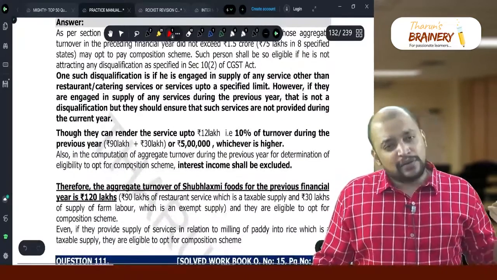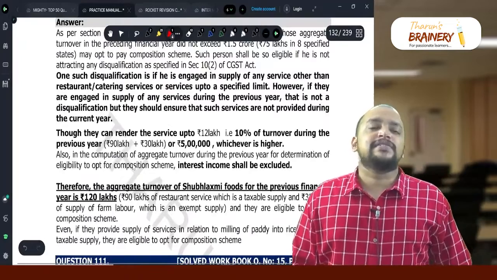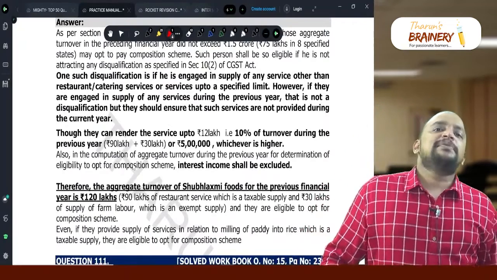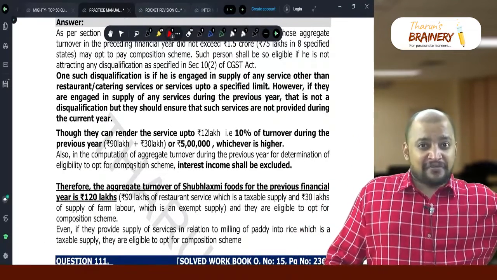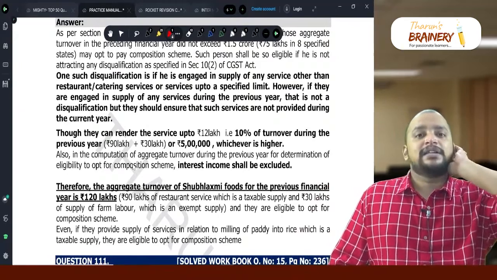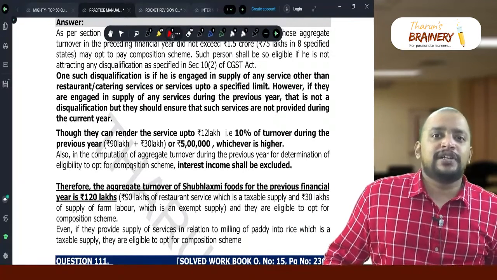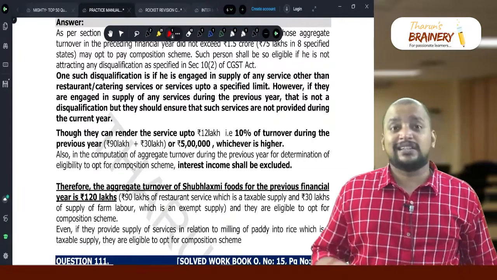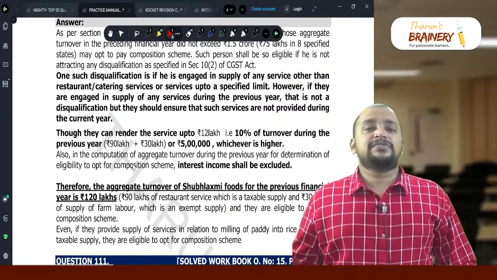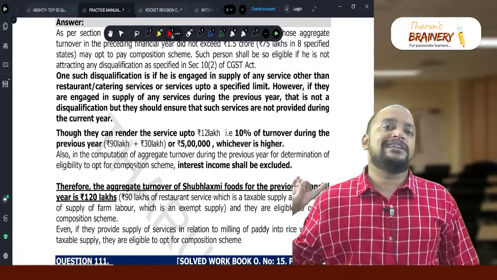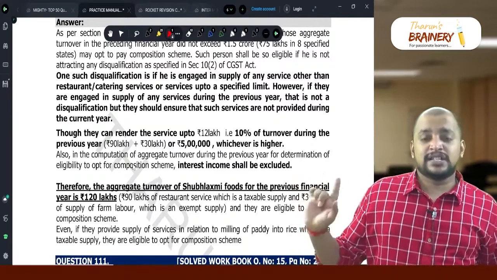And current year what they need to do? They should render the services not more than 10% of turnover during previous year or 5 lakhs, whichever is higher. That is, farm labor is there, na. That should not be more than 10% of turnover during previous year or 5 lakhs, whichever is higher. That is 12 lakhs or 5 lakhs, whichever is higher, up to 12 lakhs only. Current year they can render services of farm labor.